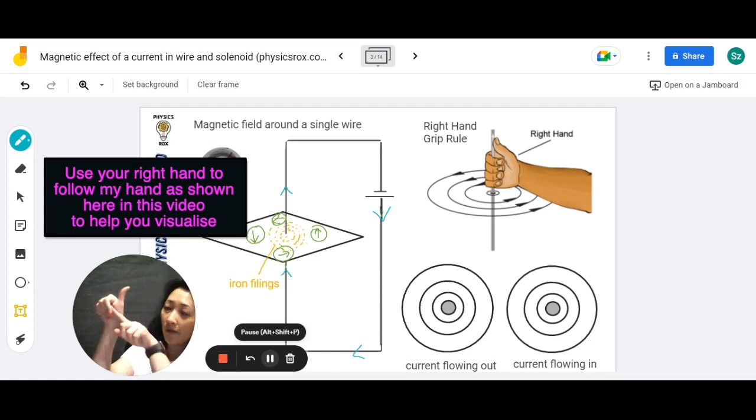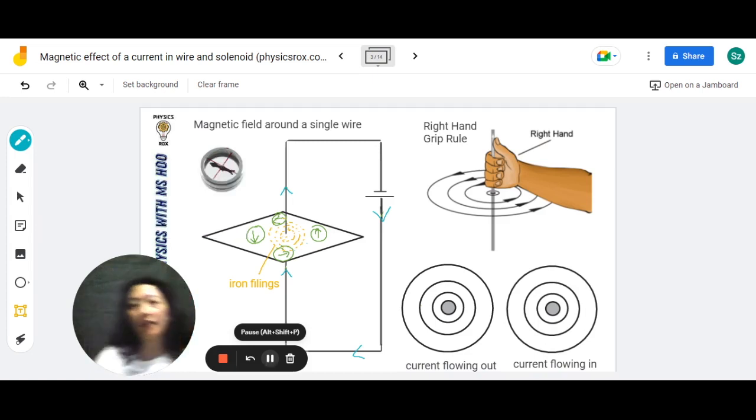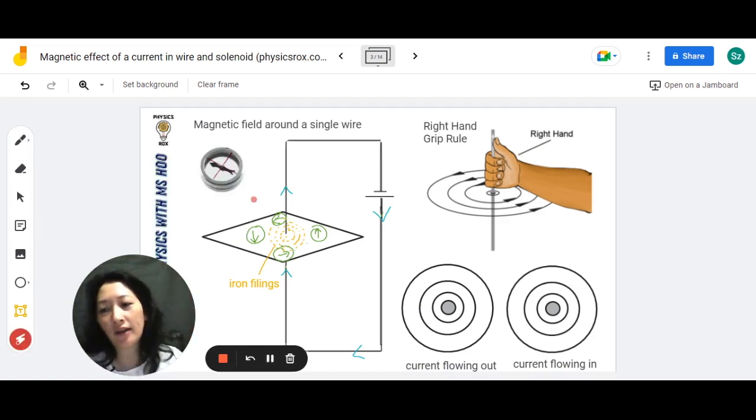Imagine your fingers have little arrows there, so you can see that the circular direction is this way, and from your point of view, it is anti-clockwise. So that's why the magnetic field here is going anti-clockwise. This is, of course, in 3D. Sometimes you will come across diagrams that present the diagram in 2D.